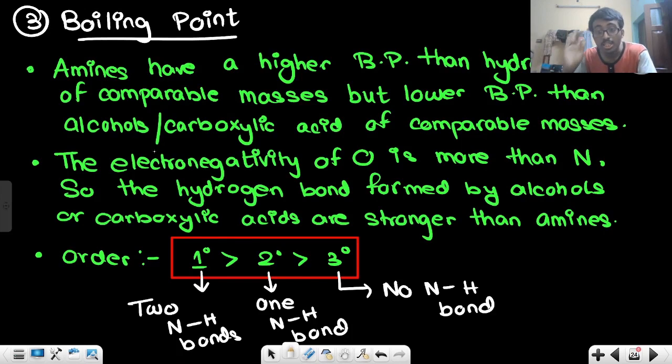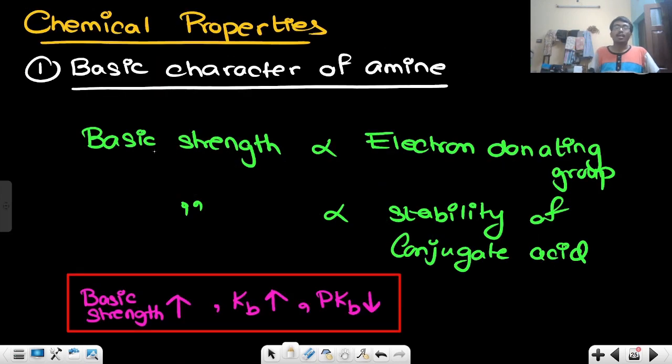Then next, chemical properties of amines. Under chemical properties of amine, the first thing that we will read is basic character of amine. You know what is a basic character? Ability to donate electrons. In organic chemistry, it is the ability to donate electrons. In inorganic, it will be different. But I am talking about organic right now. So basic character means the ability to donate electron. Nitrogen has a lone pair, so it will be able to donate electrons. So it is showing a basic character.